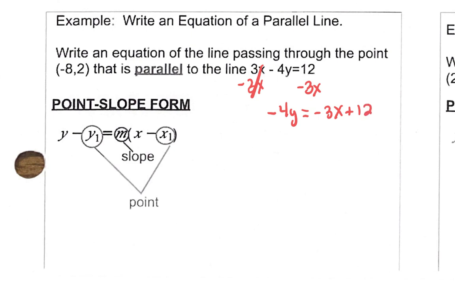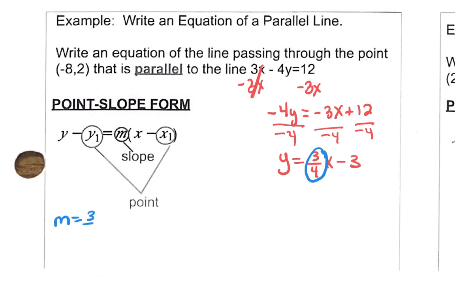And then I can get y alone by dividing everything by -4. So I end up with y equals 3/4 x minus 3. So now I can identify the slope and the point that I want to plug into the point slope form. So my m is always the number in front of x. So I'm going to plug in 3/4 in for m. And then my point was -8, 2. Okay, so I have to plug that into point slope form.